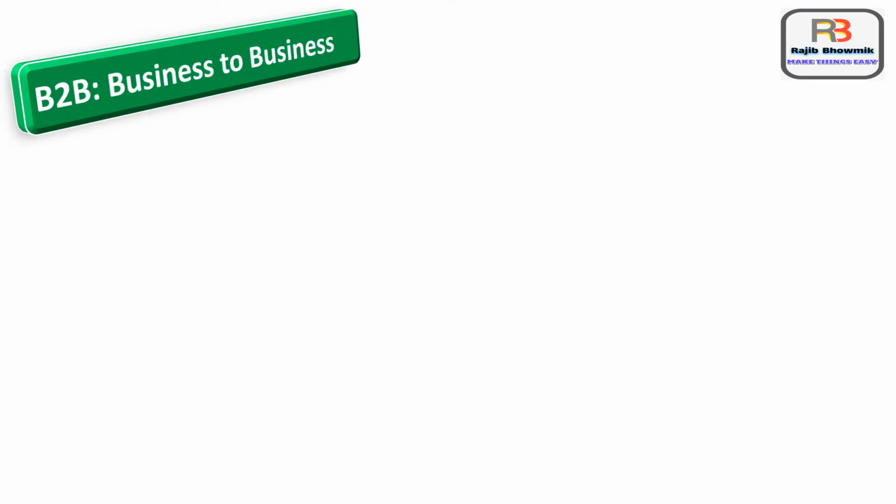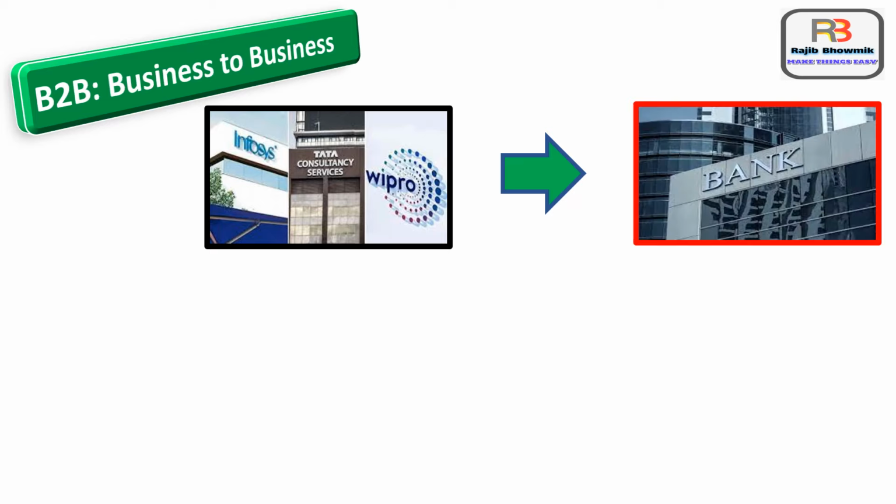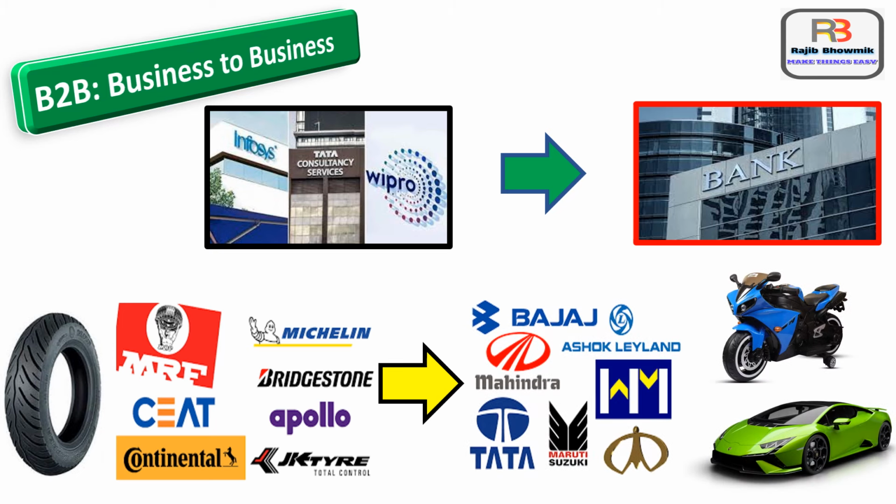B2B, that means business to business. In this, two or more business organizations do business with each other. Let us see some examples. Infosys, TCS, Wipro, they provide softwares to various banks. Let us see another example. MRF, CEAT, Apollo, they provide tires to various automobile companies like Bajaj, Ashok Leyland, Mahindra, Tata, Maruti, etc.